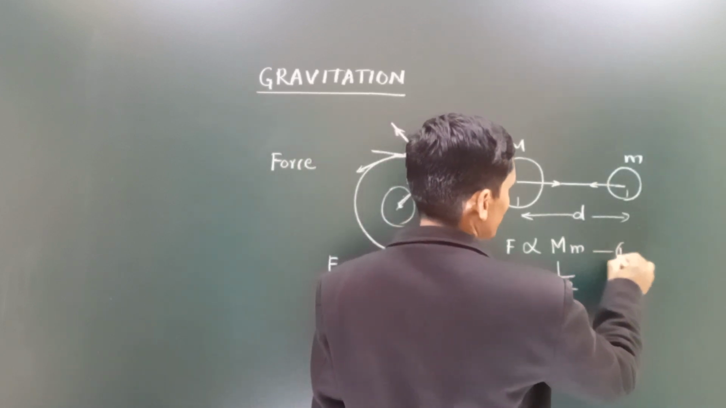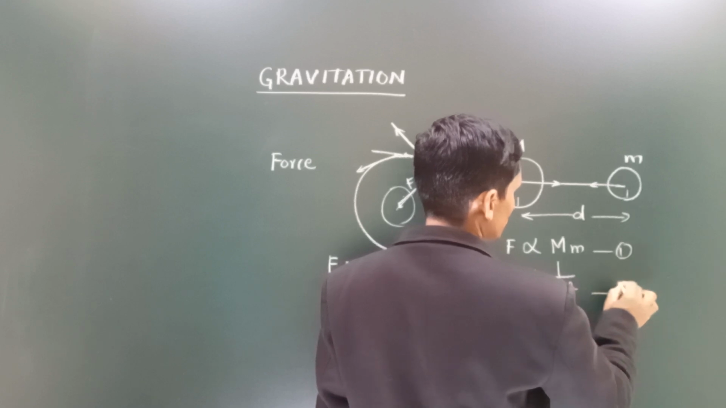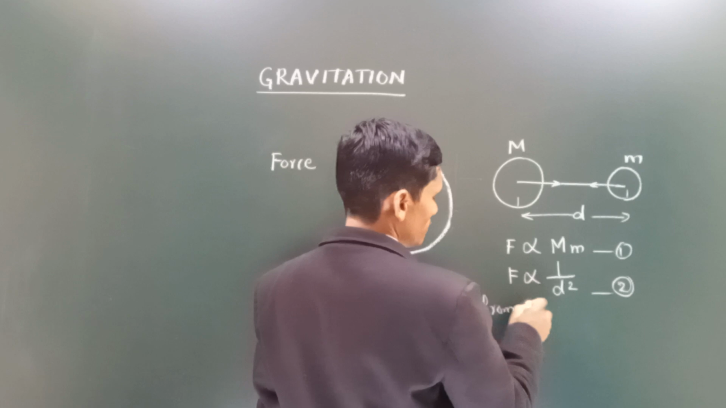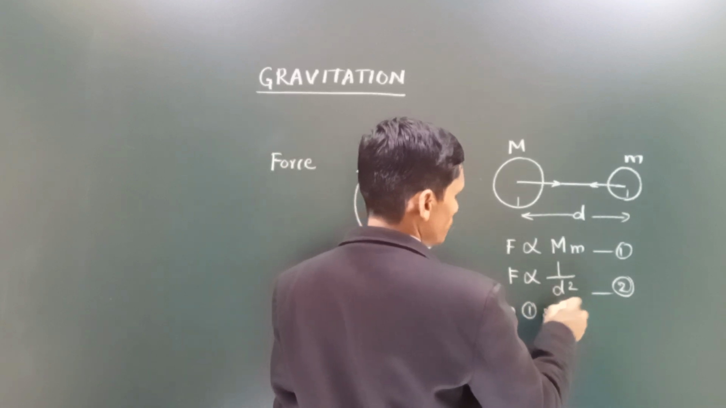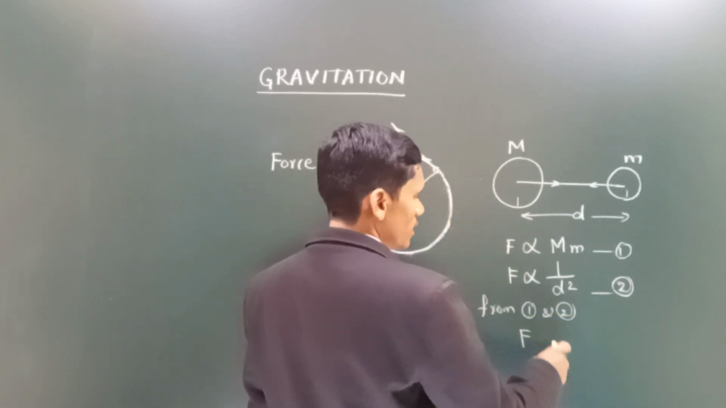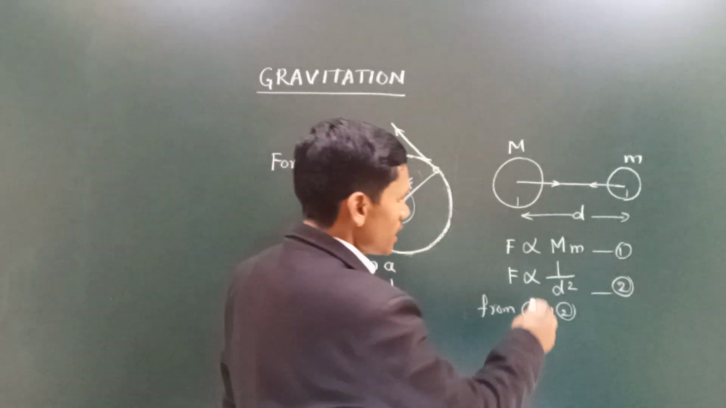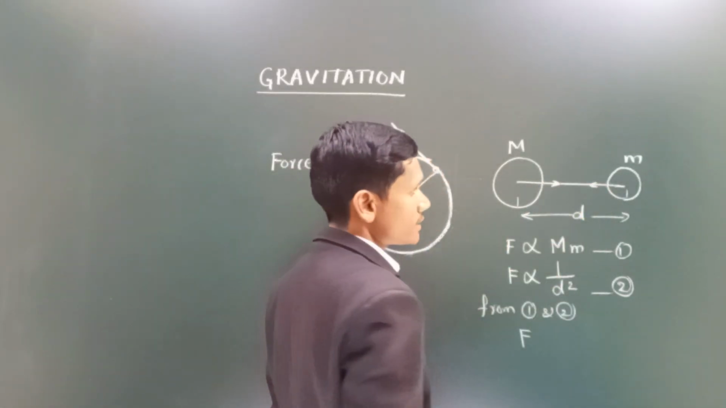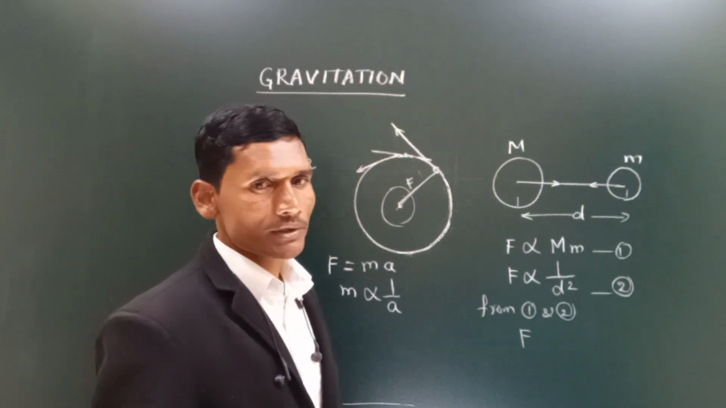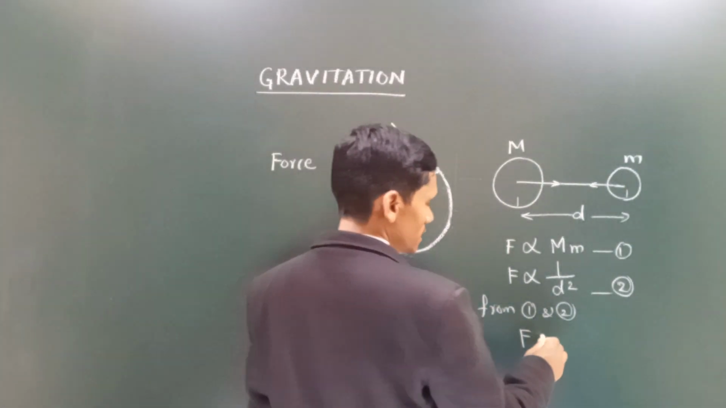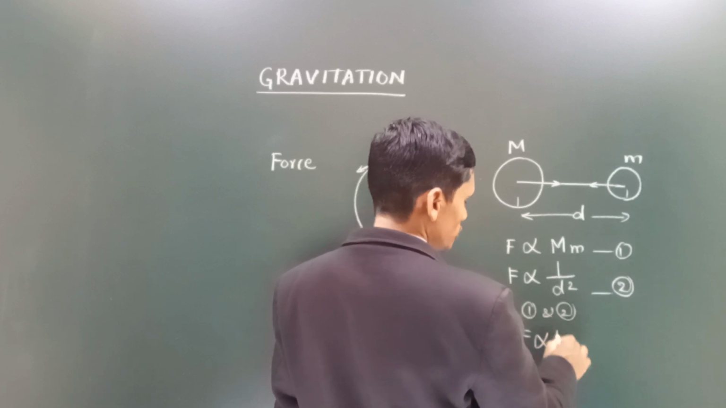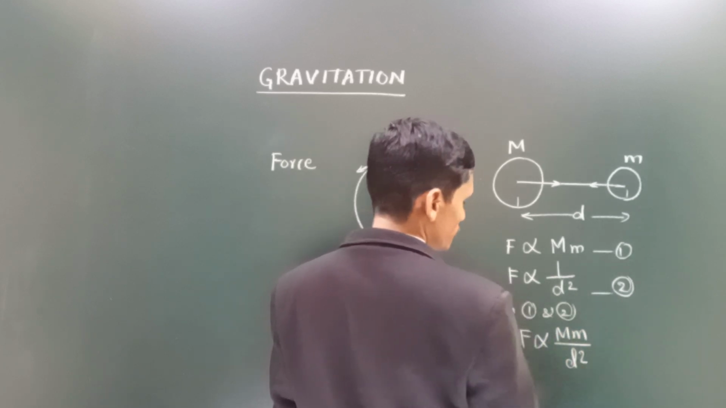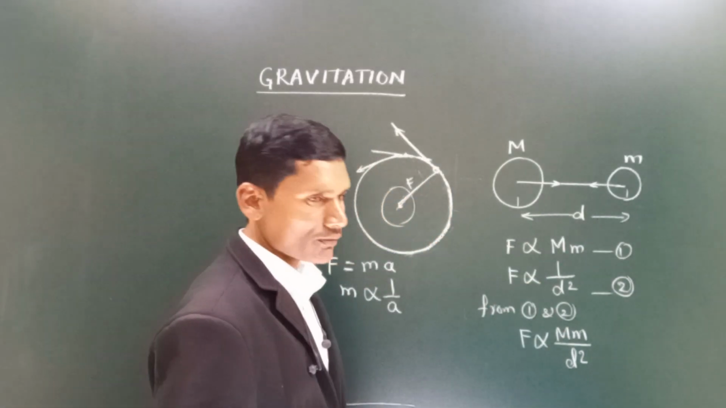Let us call this equation 1 and equation 2. From equations 1 and 2, we can say that the force acting on the two objects, that is the attractive gravitational force, is proportional to the product of the masses of the objects and inversely proportional to the square of the distance between them.